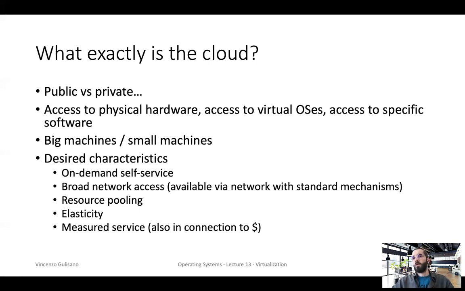Then you have, of course, different levels at which you can offer services, and we're going to look at this in detail in the next slide. You have differences. Sometimes you're talking about big machines and small machines. If you were to, let's say, define a set of characteristics that you are interested in, of course, you want on-demand and self-service provisioning of resources, right? So when you need a machine, you can connect and use that machine. It doesn't need to be always on, always accessible.